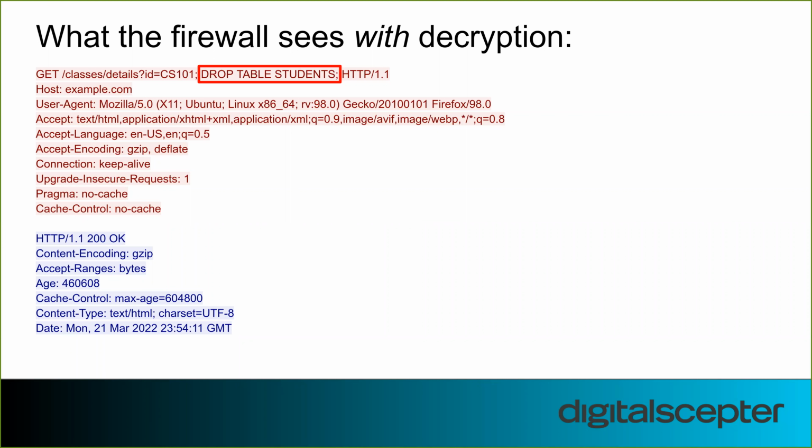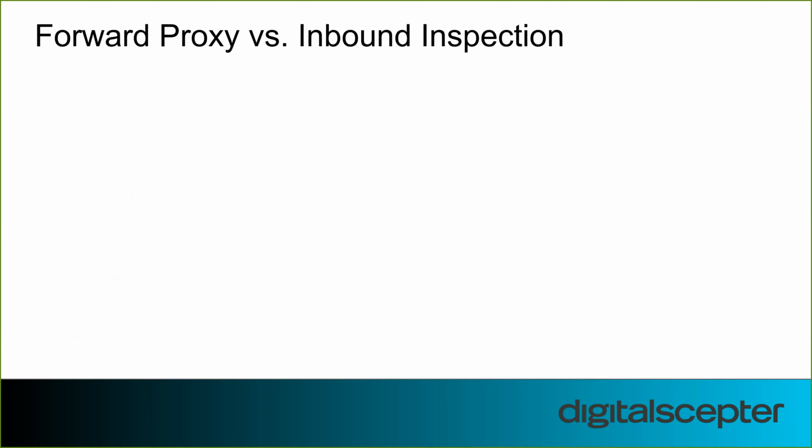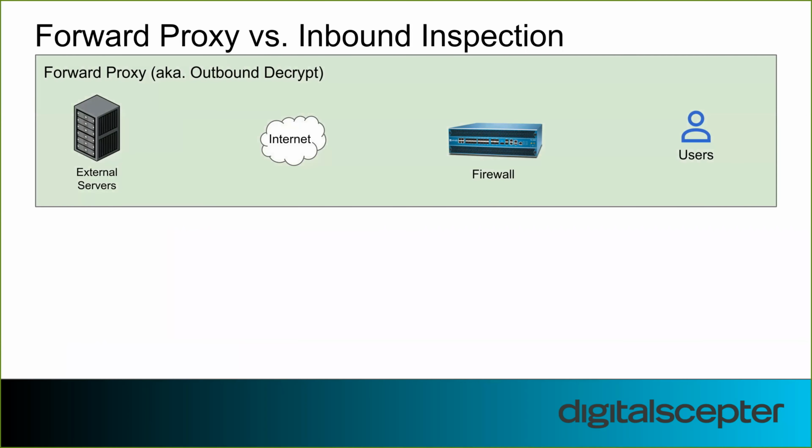So the firewalls have two main ways to do decryption: forward proxy and inbound inspection. The forward proxy, as you are probably familiar with, is what I like to call outbound decrypt, because forward proxy is a little bit more confusing. In that setup, you have your users behind the firewall going out to external servers. So in that case, we have a certificate authority installed on the users' machines. The firewall man-in-the-middles the session. We get all the visibility.